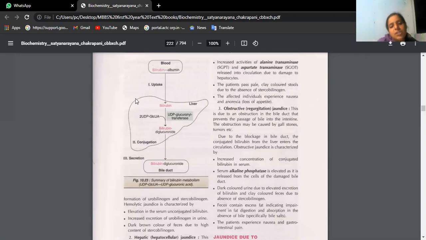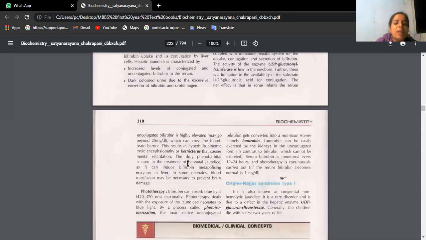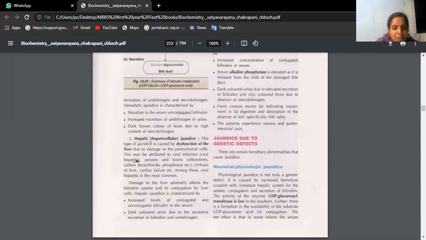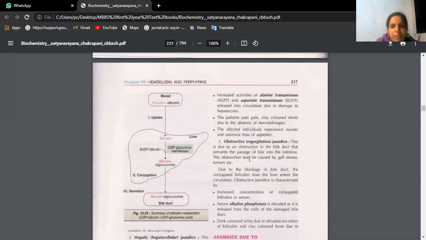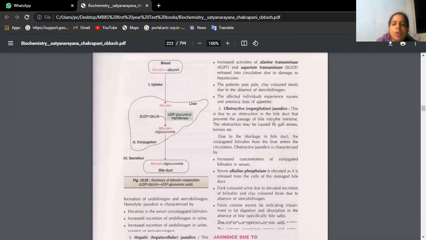In all these conditions where liver function is impaired, you will see both types of bilirubin. Part of the bilirubin may be unconjugated, and a part may be conjugated. So both conjugated and unconjugated bilirubin levels will be raised in hepatic jaundice. Hepatic, or hepatocellular, jaundice is caused by dysfunction of the liver. I gave you many reasons also. So the next thing we have is obstructive jaundice.